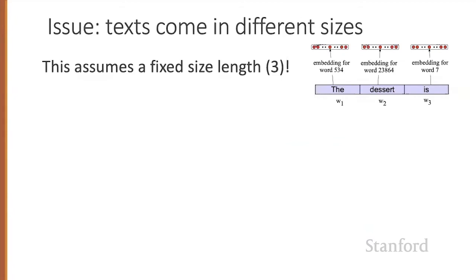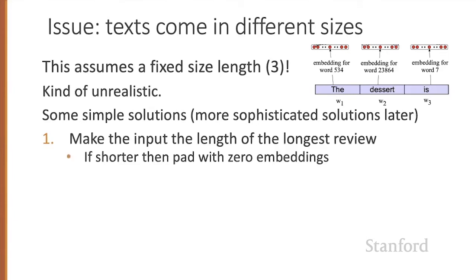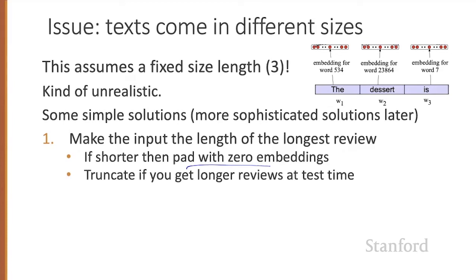That looks great, except for one big problem. It assumes that the input is always three words. That's kind of unrealistic. We'll wait for later lectures to see a complete solution to this problem, but here are some simple solutions. First, we could just make the input longer, the length of the longest review. If a review is shorter, we pad it with zero embeddings. And if we get a longer review at test time, we just truncate it.